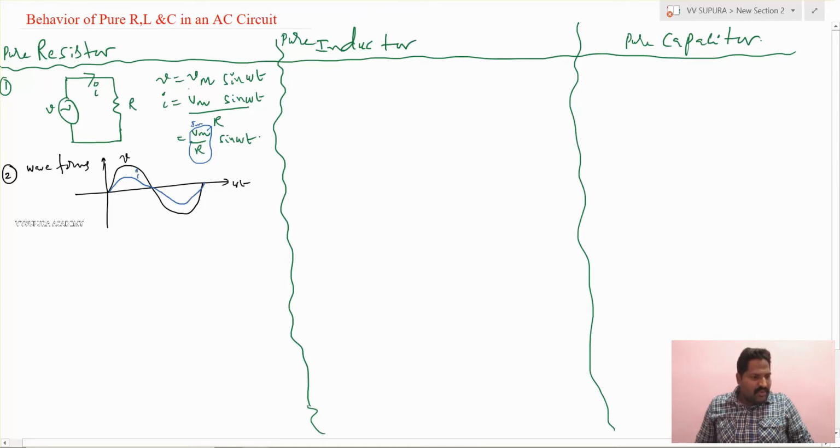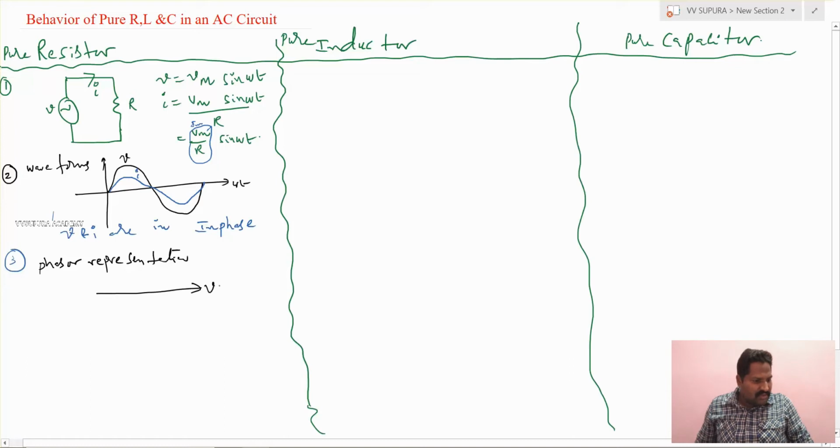Because here V is equal to Vm sin omega t and I is also Im sin omega t. There is no phase difference. So here voltage and current I are in phase. There is no phase difference between voltage and current when we are giving a sinusoidal AC supply to the pure resistor. Third one is phasor representation. If I write voltage in phase, in the same line I will also be there. Because there is no phase difference between voltage and current.